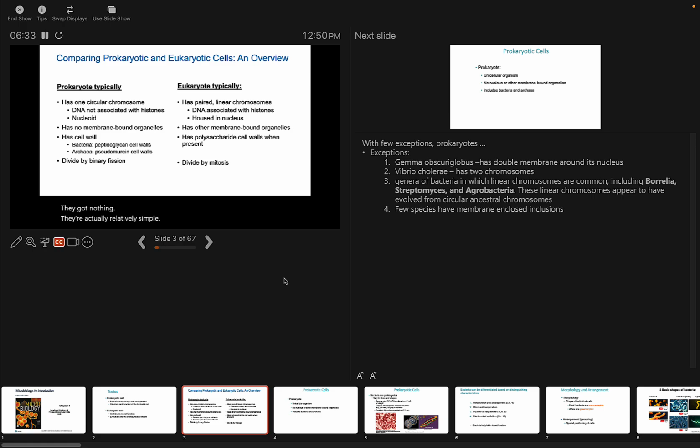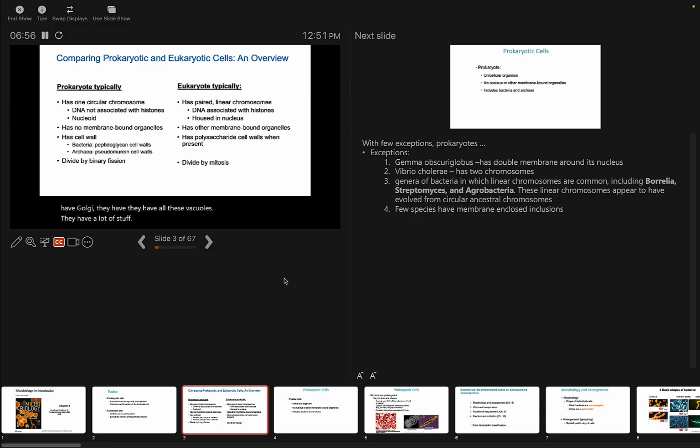Eukaryotes, on the other hand, have many membrane-bound organelles. They do the electron transport chain in the mitochondria, the powerhouse of the eukaryotic cell. They may have chloroplasts that allow them to do photosynthesis. They have Golgi. They have ER. They have all these vacuoles. They have a lot of stuff.